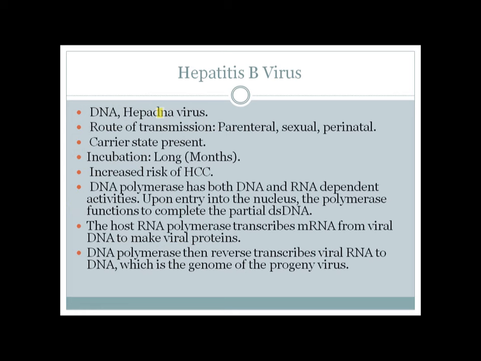And hepatitis B virus is a hepadnavirus, so it's a DNA virus. So you can remember from the Hep B, the first H is herpes and the second H is hepadna. It's a DNA virus, and it has to be transmitted by direct contact, maybe parenteral, sexual, or perinatal transmission. And there is a carrier state, especially very important for hepatitis B and C.